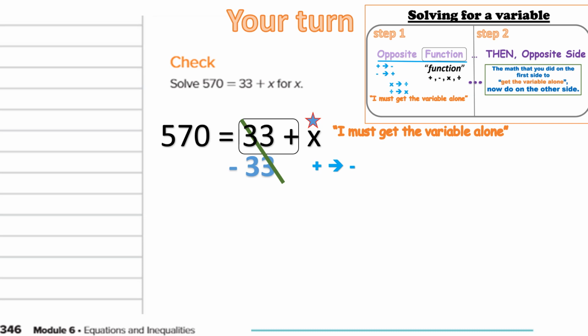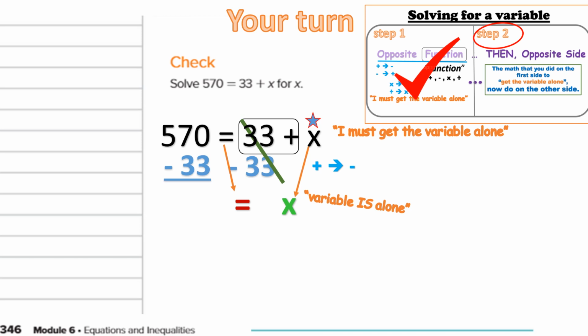Now continuing on. So now what we have on the right hand side is we have the equal sign and the x. So I know I'm going to get my variable alone and solve for it. So now what do I have to do? Now I have to do the opposite side. I'm going to do the same opposite function, which was subtracting 33. I'm going to do it on the opposite side. So I have 570.